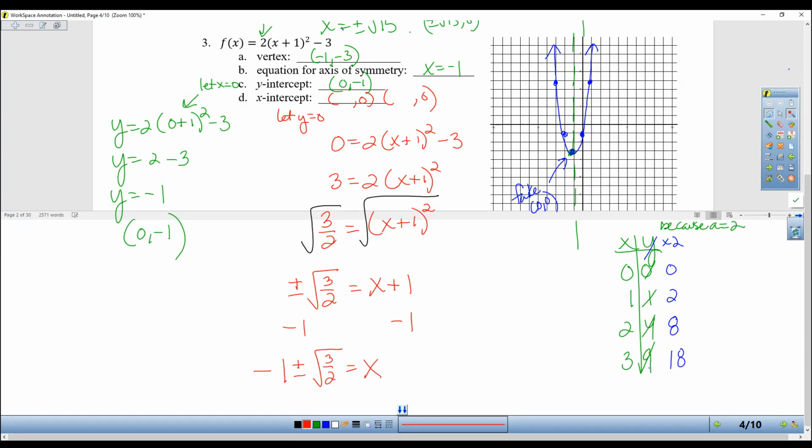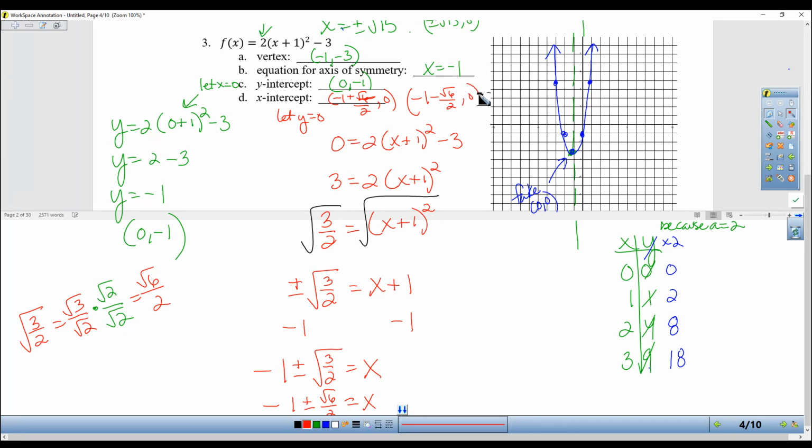It's awful, right? And if you rationalize the denominator, the square root of 3 over 2 is the square root of 3 over the square root of 2. Rationalizing the denominator, multiply the top and the bottom by the square root of 2, gives you the square root of 6 over 2. So if you actually see this in the back of a book, it's probably going to be the square root of 6 over a regular 2 in order to have the denominator rationalized. I'm not going to fit that in my little thing here, so erase that and make more room. Negative 1 plus the square root of 6 over 2, comma 0, and negative 1 minus the square root of 6 over 2, comma 0.